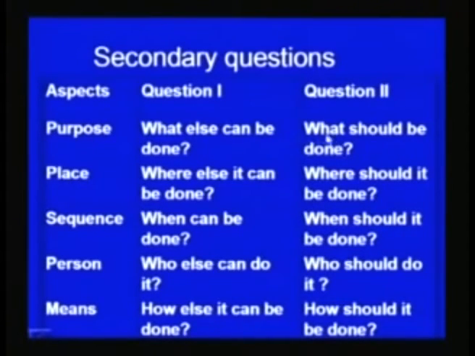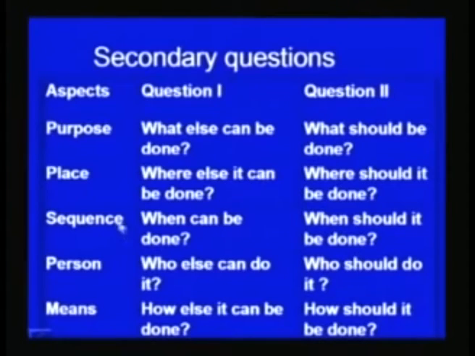options are fixed to find out what should be done. And regarding the place, the secondary question is asked about where else it can be done, what are the other possibilities, and where should it be done. It will be fixing the place where it should be done. And thus regarding the sequence: when can it be done, meaning in which order it should be done.